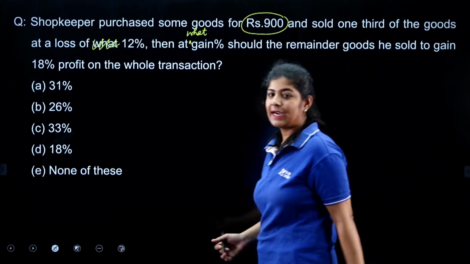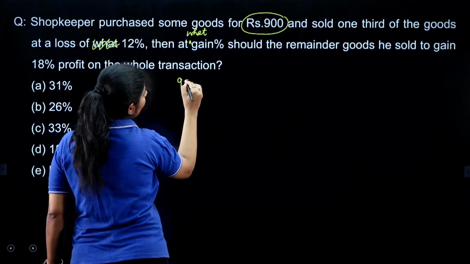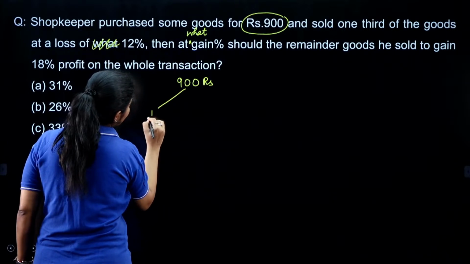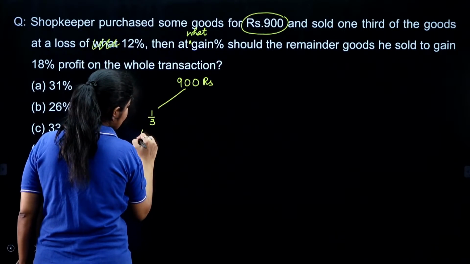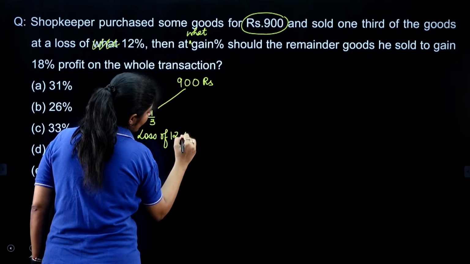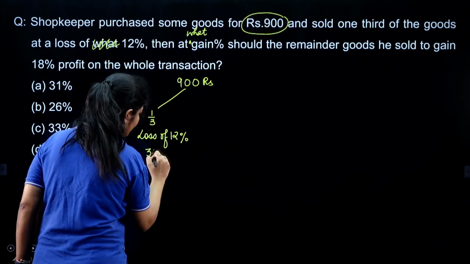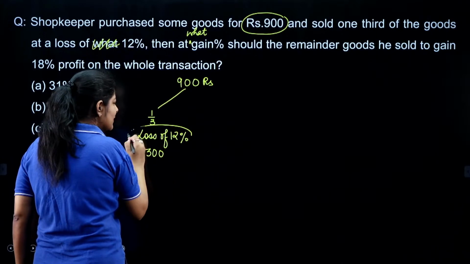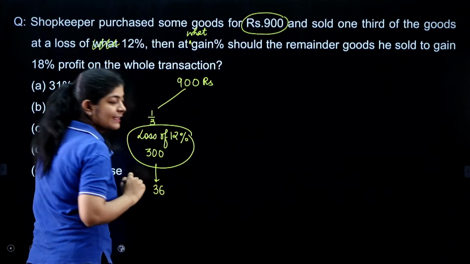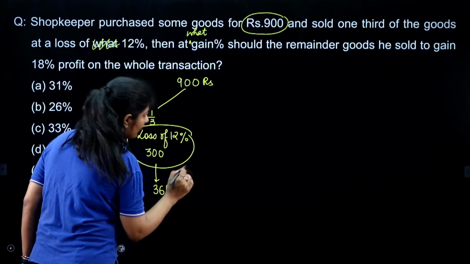Okay, let's start discussing it. The question says that the total goods is worth rupees 900, right? On 1/3 of it, he is getting a loss of 12%. That means the 1/3 value of this is 300 rupees. How much loss is he getting? He is actually getting a loss of 36 rupees.